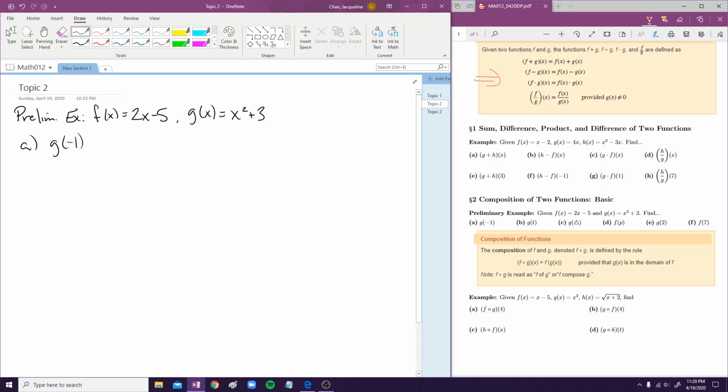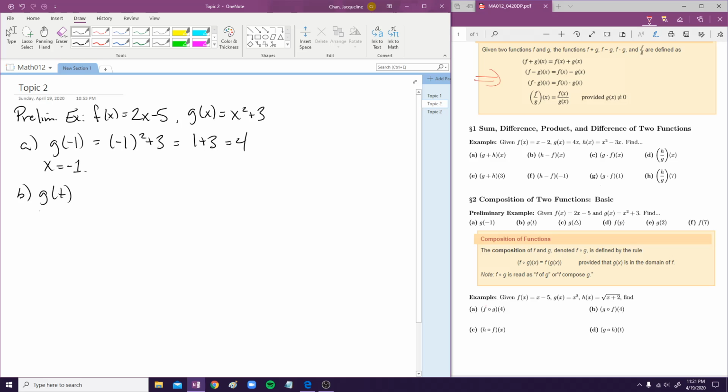So how do we find g of negative 1? So g of x, this means that this is a function of x, so whatever is in here. So g of negative 1, x is equal to negative 1, right? So wherever I see an x, I'm going to plug in a negative 1. So this is negative 1 squared plus 3. So negative 1 squared is 1. So this is 4.